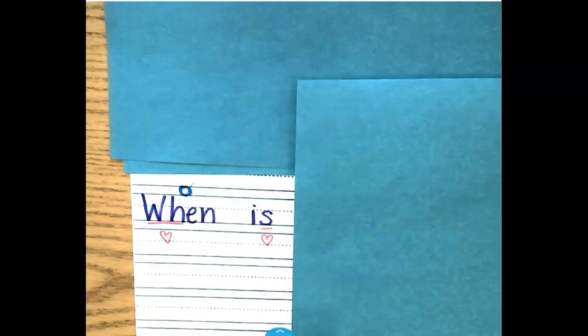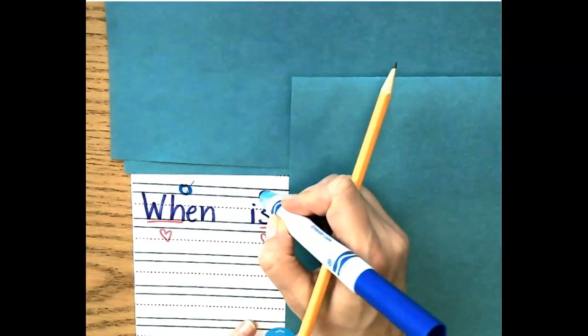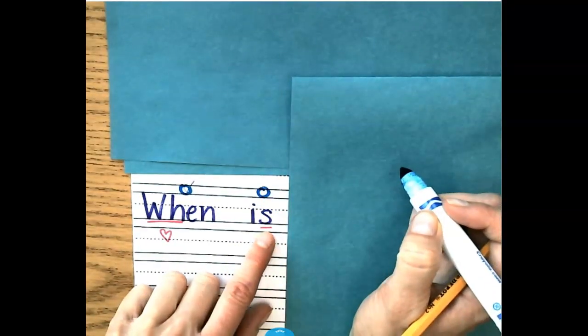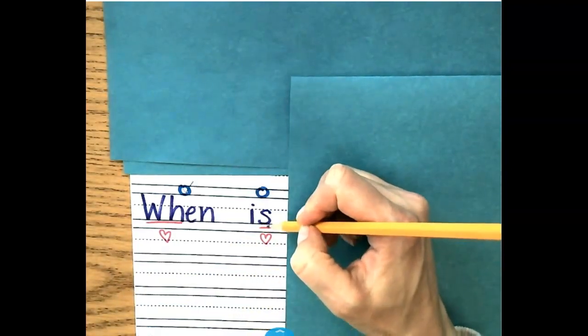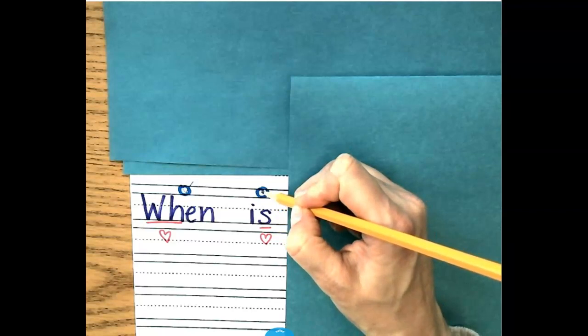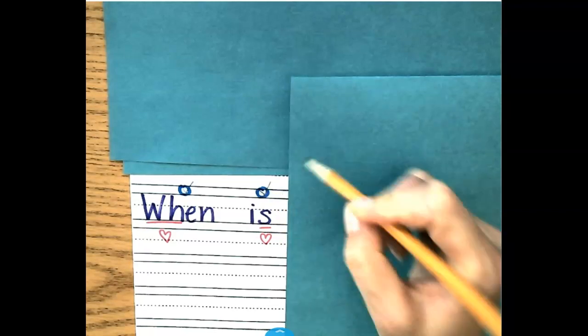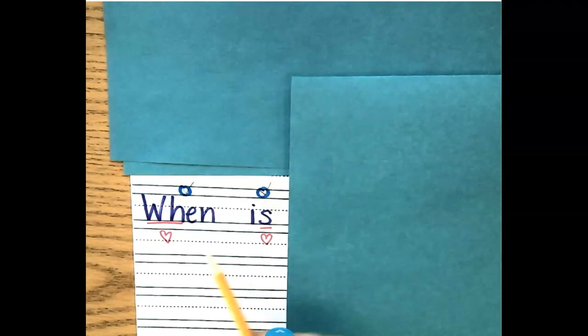When is. Is our second word. Remember that is has a Z sound, but that's made by the S. We have to remember that by heart. If you wrote I-S for is, put a check mark here. When is. If you didn't write that, you can fix it now.